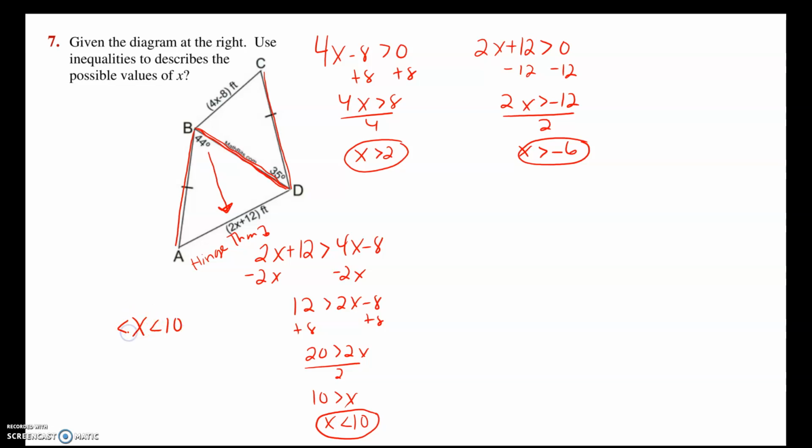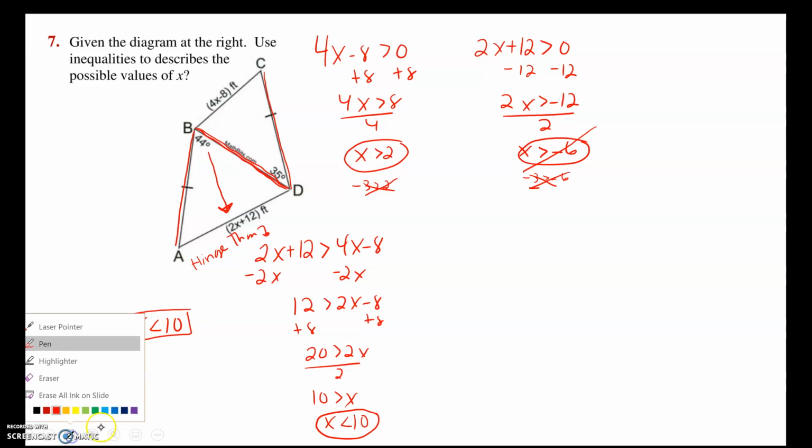And for my lower bound, which one of these satisfies both? They have to satisfy both of them at the exact same time. That would be 2. Because for this one, I could say negative 3 is greater than negative 6. But does negative 3 satisfy this over here? Is negative 3 greater than 2? That's not true. So I can't use this, which means my lower bound is going to be 2.